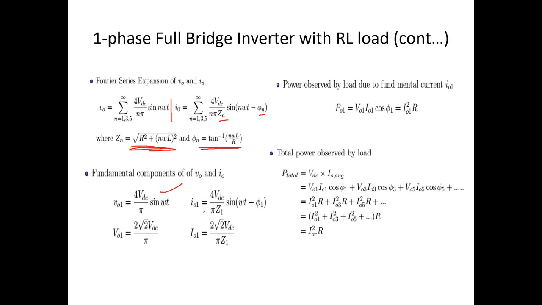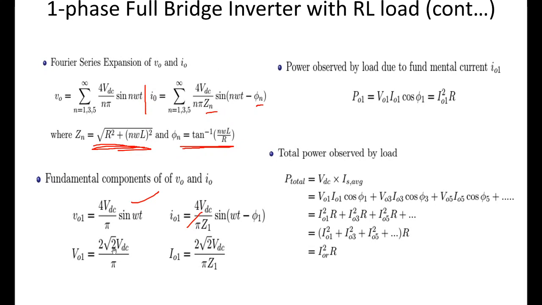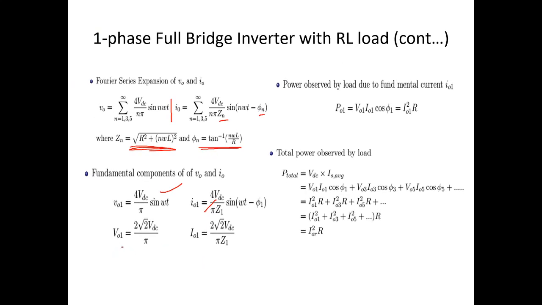Okay, and the output fundamental RMS value of voltage and current. So divide the peak value by √2, you would get them. These are the RMS values of fundamental voltage and current respectively.